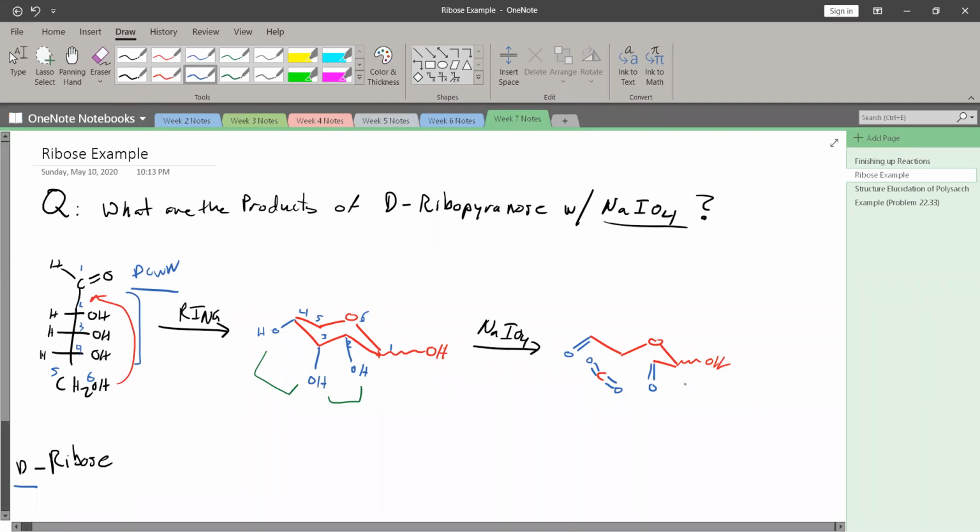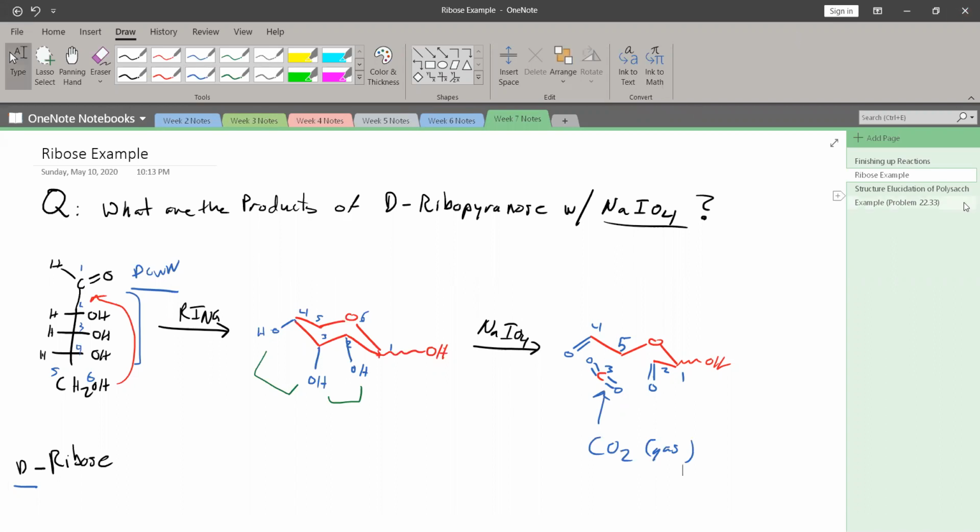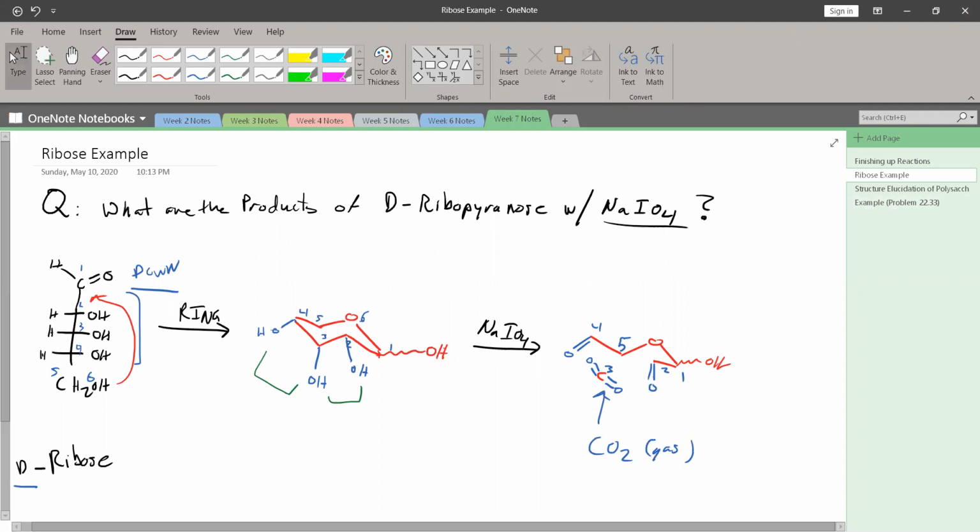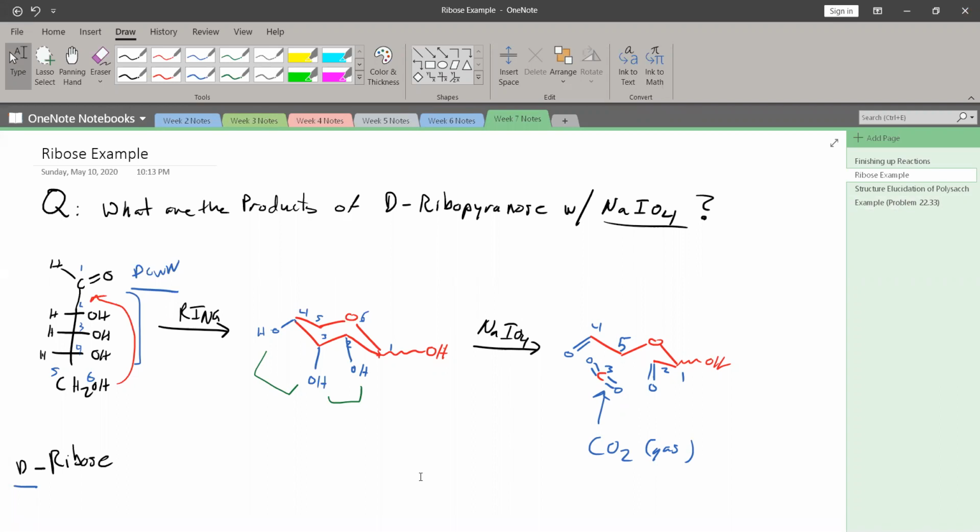So labeling our carbons again, this will be 1, 2, 3, 4, and 5. Because of that, our products would be this dialdehyde right over here. And then the last product right here would be carbon dioxide or CO2 gas. So keep in mind how all of the OHs are oriented, as well as what can come out of it when you're doing these reactions.